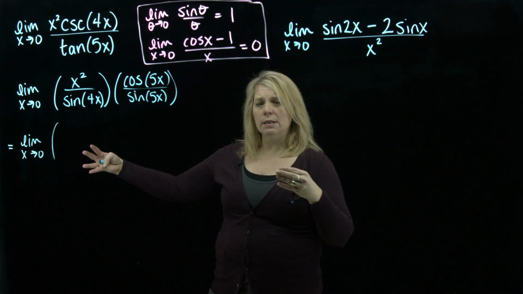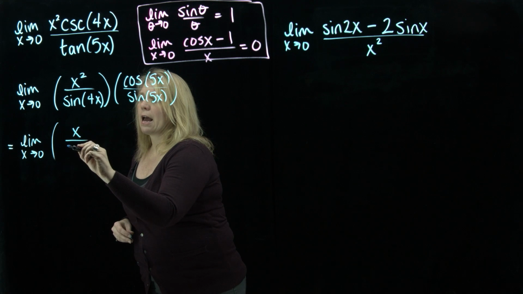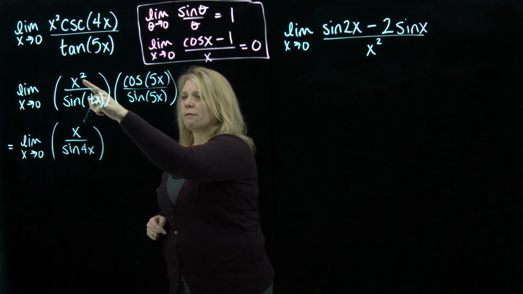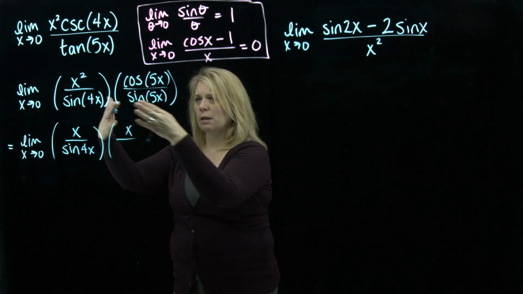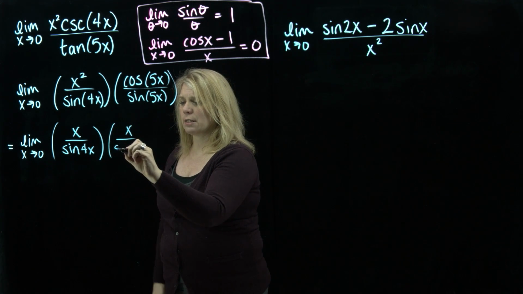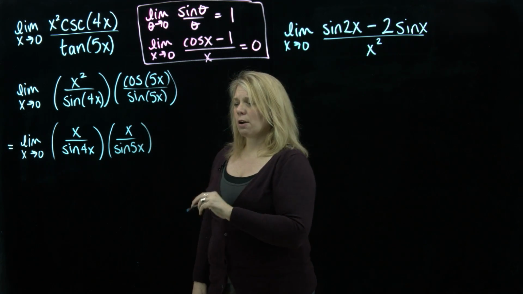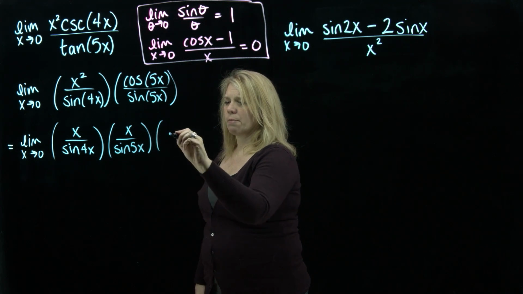But I'm just going to use the same concept as before, just do a little bit of regrouping here. So I'll have x over sine of 4x, and then the other x will be over the sine of 5x. I'm just using properties about multiplying fractions here to regroup this. And then I also have this cosine 5x factor, which I'll just pull out here separately.